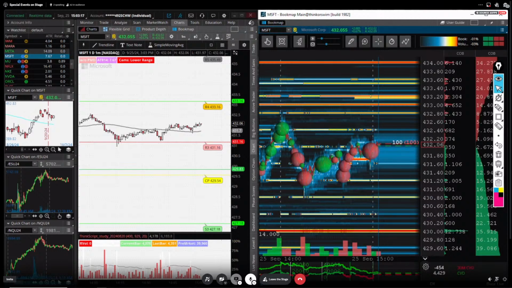On Bookmap, how do you differentiate the order for buy or sell? Sorry, I'm totally new to this.